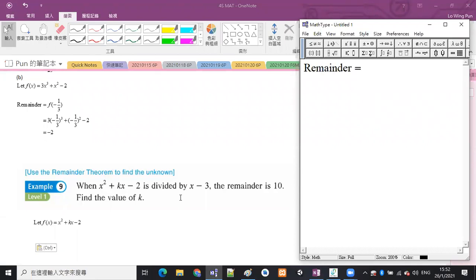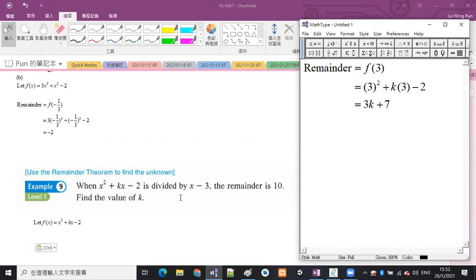Our remainder is calculated by f(number). Okay, what number? Because the divisor is x minus 3. When you do it in the draft, okay, when you put x minus 3 to be 0 in the draft, x will be equal to 3. So the remainder should be calculated by f(3). Okay, but what is f(3)? f(3) is calculated by 3 squared plus k times 3 minus 2. So that should be equal to 3k plus 7.